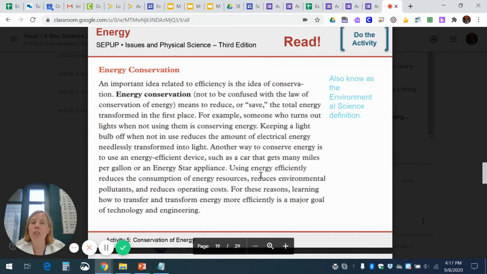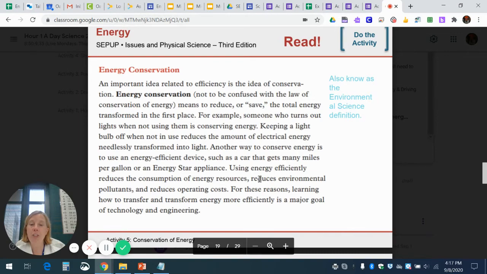An important idea related to efficiency is the idea of conservation. Energy conservation, not to be confused with the law of conservation of energy, means to reduce or save the total energy transformed in the first place. For example, someone who turns out the lights when not using them is conserving energy. Keeping a light bulb off when it is not in use reduces the amount of electrical energy needlessly transformed into light. Another way to conserve energy is to use an energy efficient device, such as a car that gets many miles per gallon or an Energy Star appliance.